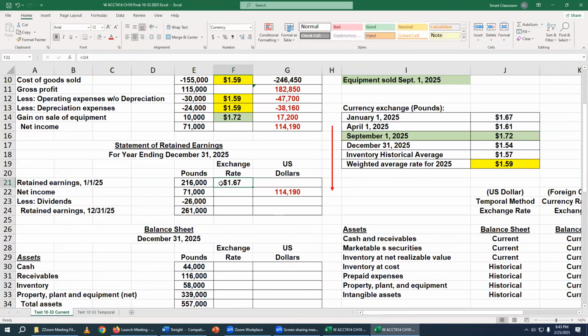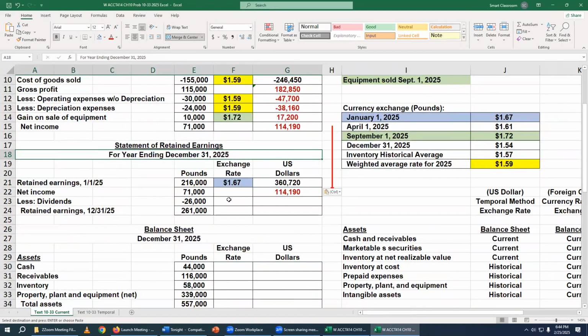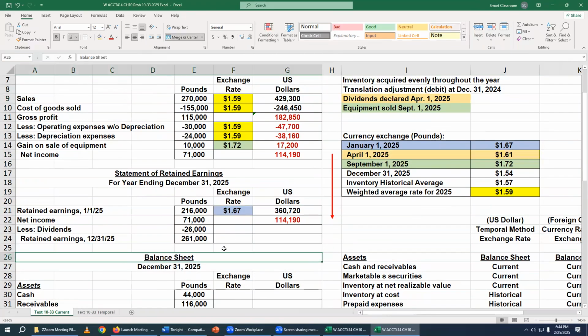Oh, we got to give that a color. Kind of purpley blue. Dividends paid on April 1st. That needs a color. One six one.